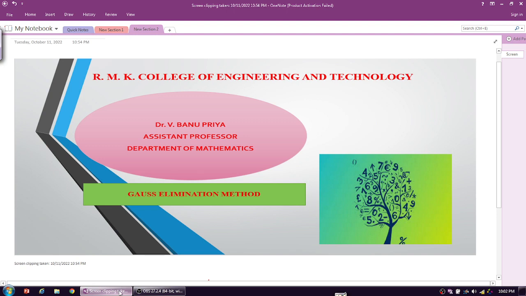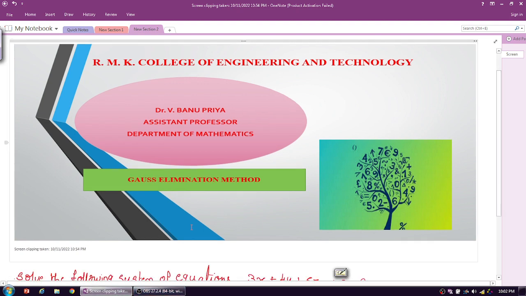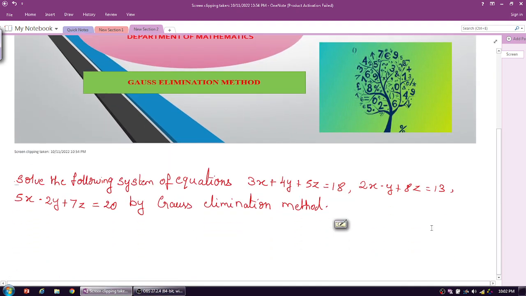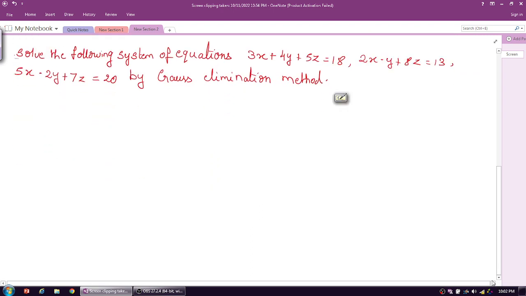Good morning, students. Today we are going to see the Gauss elimination method, and using this method, how we are going to solve a system of linear equations. So consider this problem: solve the following system of 3 equations by Gauss elimination method. So we are going to solve this by that method.